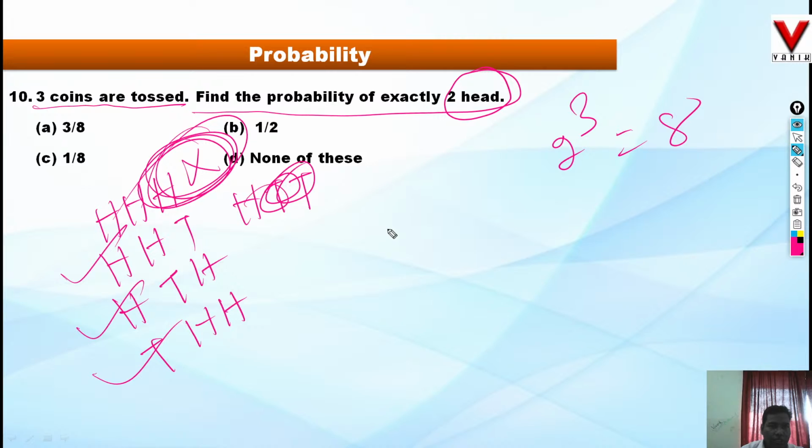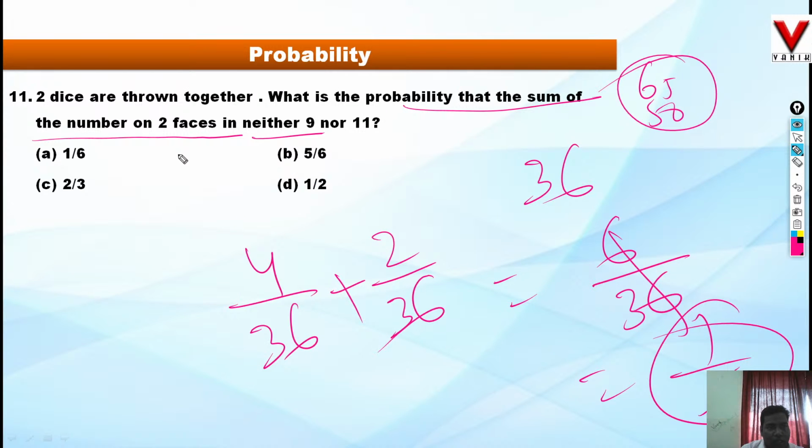What is the probability that the sum of the numbers on the 2 faces is neither 9 nor 11? 9 or 11 has probability 1 by 6, so neither nor is 1 minus 1 by 6. It is your answer 5 by 6. Option B is your correct answer. Clear? Come to the next number.